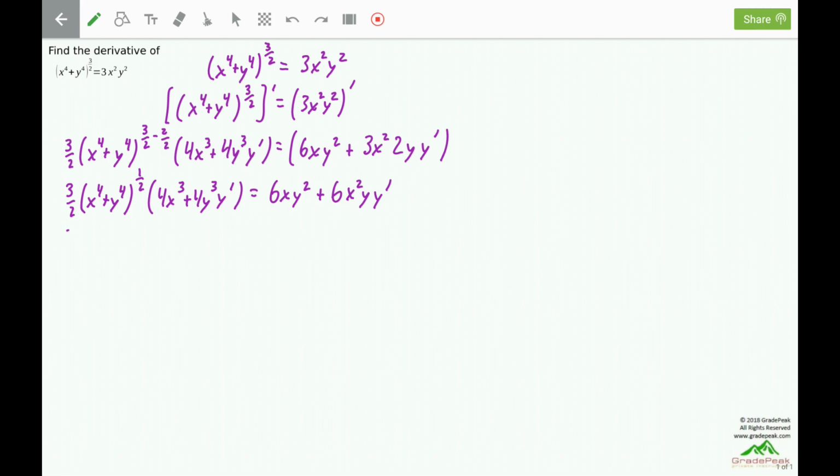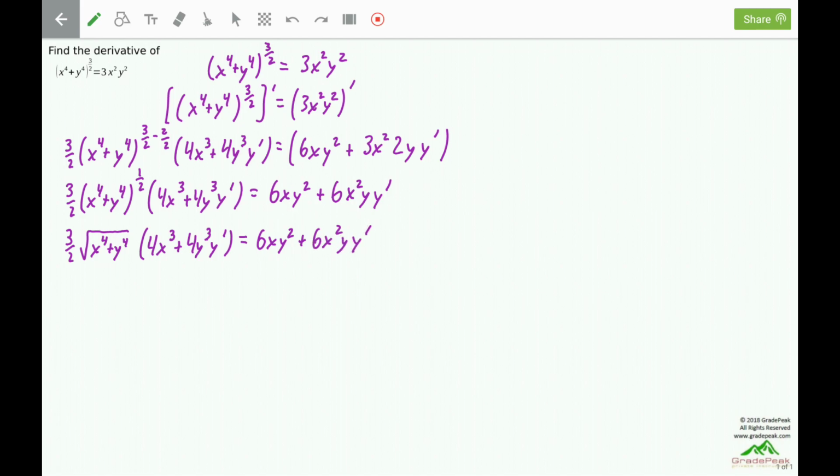Before we distribute on the left side, let's rewrite the 1 half power as the square root. It's usual to write it as a radical instead of a 1 half power. And now we can distribute it on both of the terms in the parentheses here. The right side we will leave as is.